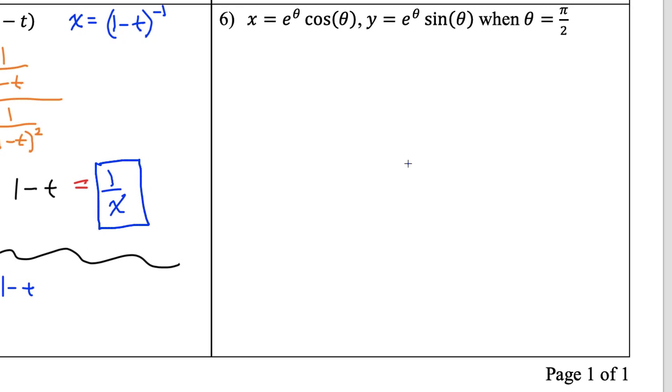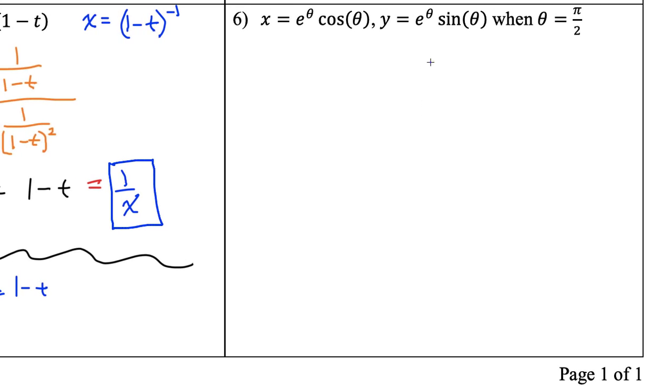Let's move on to our final problem, number 6. And ooh, this guy looks like it has product rule. Oh boy. So product rule, I have a function times a function, so it's 1d2 plus 2d1, that type of thing. Let's do our dy, our derivative of y first. So it's 1 and 2 for our 1d2 plus 2d1, so derivative of y.